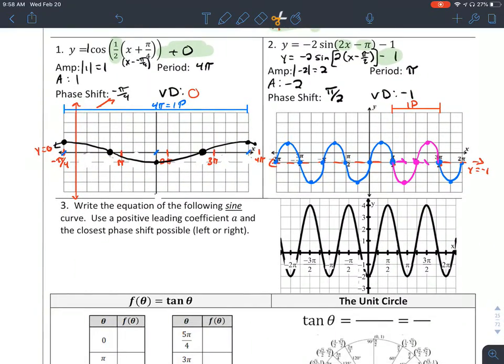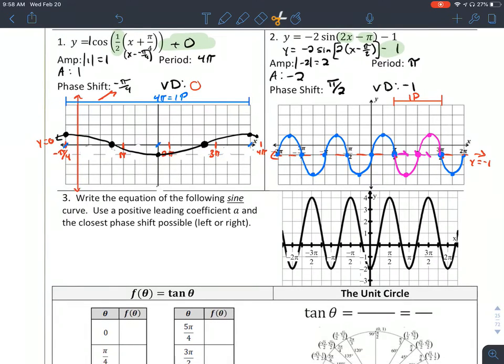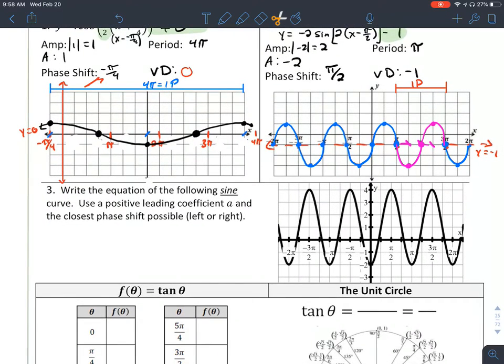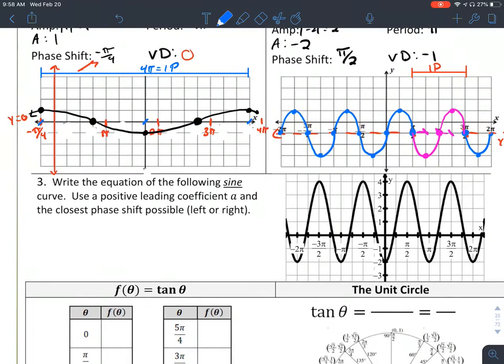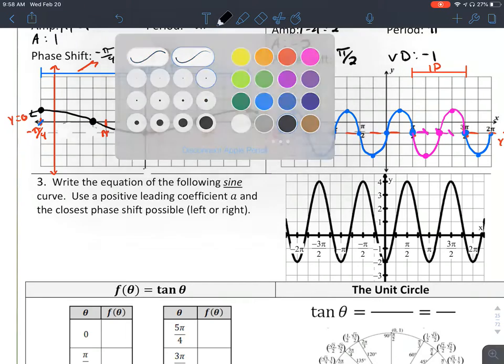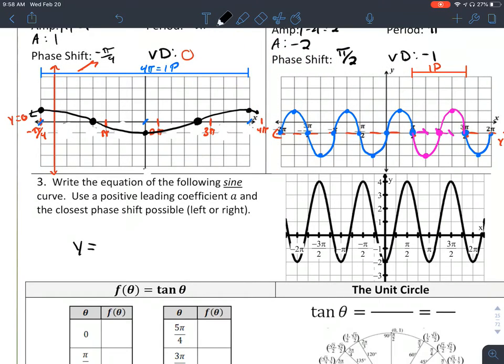Let's look at number 3. We're supposed to write the equation of the sine curve to the right using a positive lead coefficient A and the closest phase shift possible. So every time you do this, you could do this first. Y equals blank, sine, bracket, some number, parentheses, theta, minus some number, brackets, plus some number.